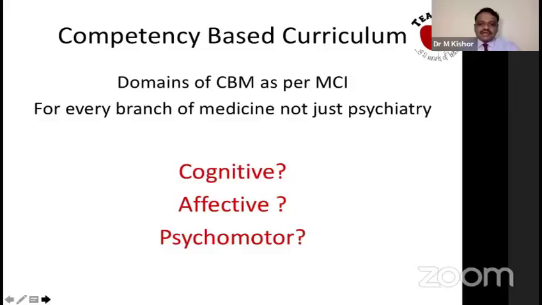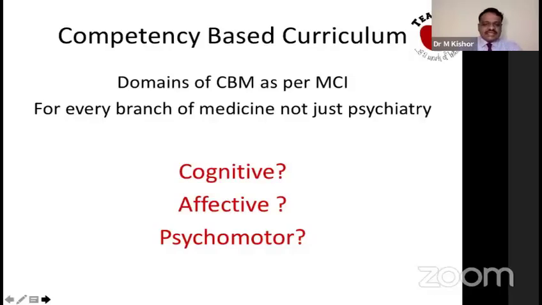Cognitive means that in the knowledge domain, the student has adequate knowledge. Affective means how good his communication is, verbal and non-verbal. And psychomotor means physical skills. So this is important for a teacher to know, so that when he is trying to incorporate it in the teaching-learning, the teacher knows which domain is involved and how to fine-tune the learning for that particular domain.